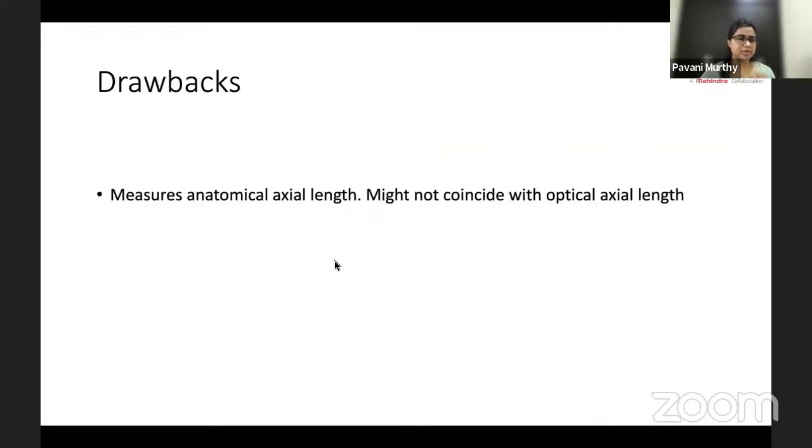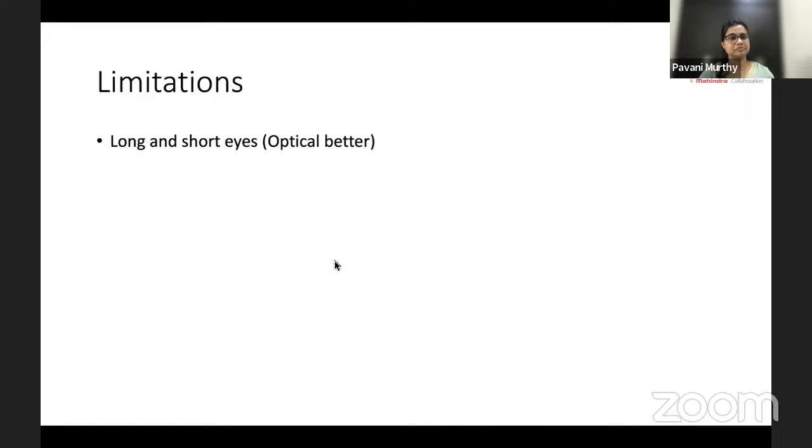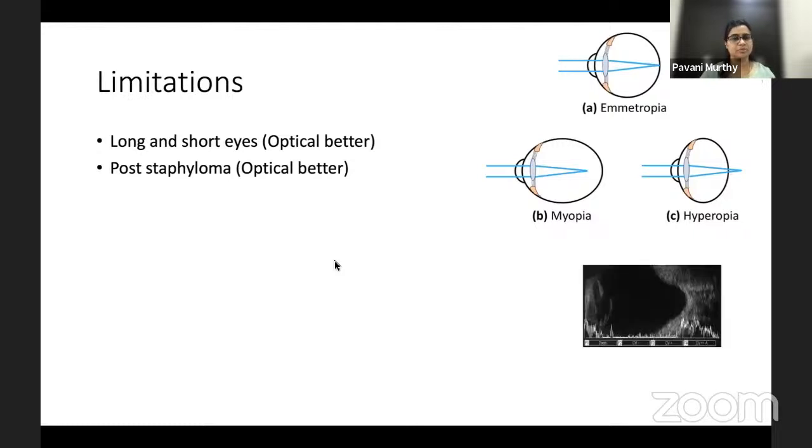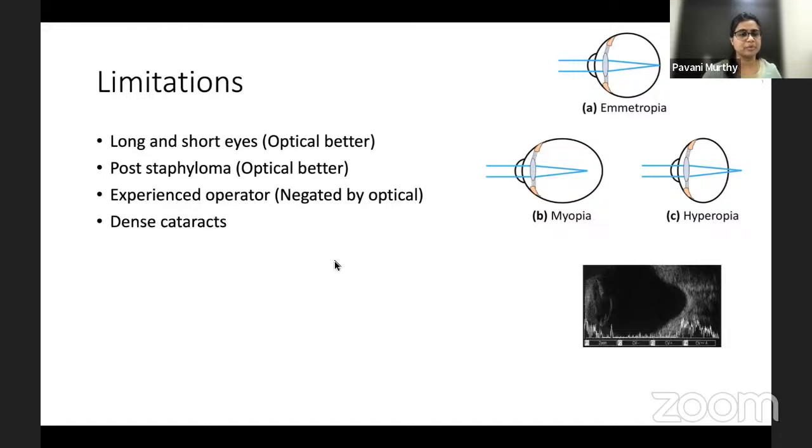Ultrasound biometry measures the anatomical axial length. It might or might not coincide with the optical axial length, which in a typical human eye is tilted approximately 5 degrees horizontally and 1 degree vertically relative to the anatomical axis. So in long and short eyes, optical biometry might be better. In posterior staphyloma, optical might be better, and an experienced operator is required for doing an ultrasound biometry, which is negated by the use of optical biometry.